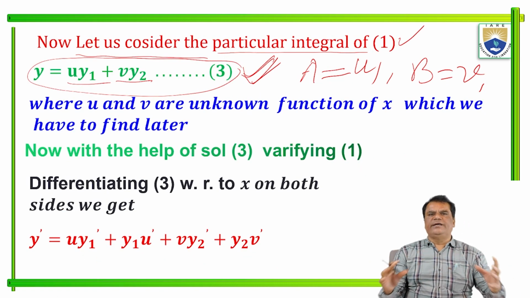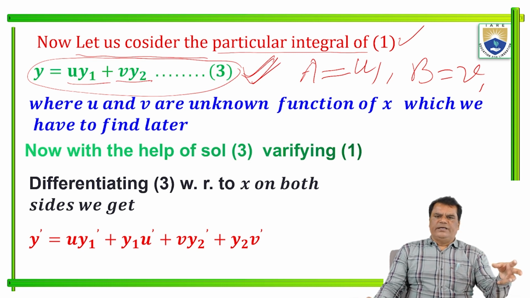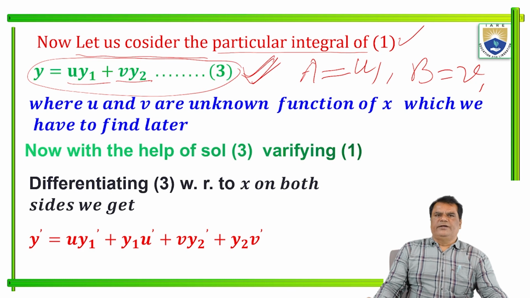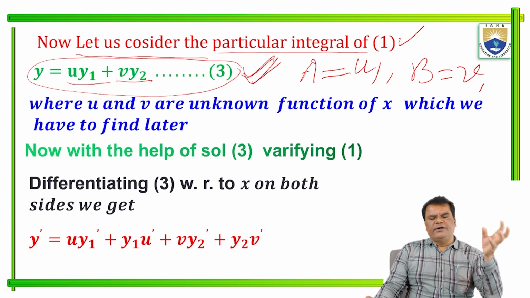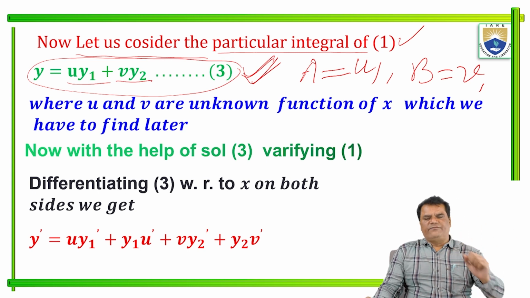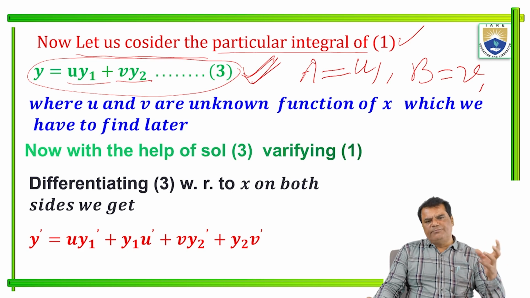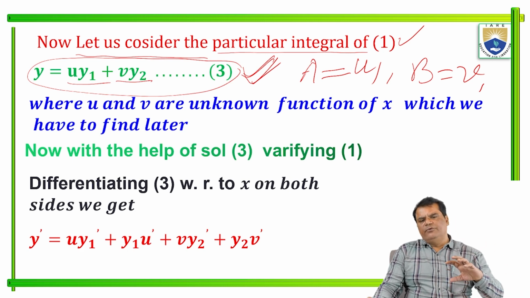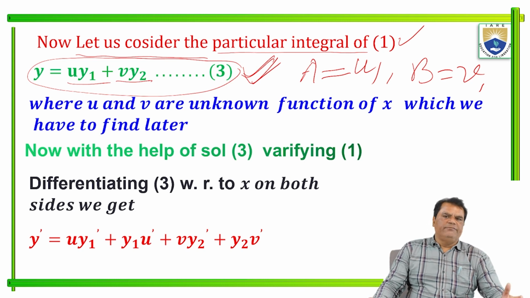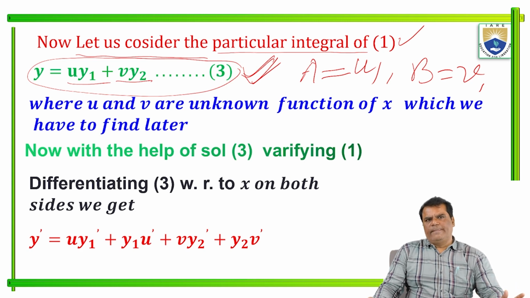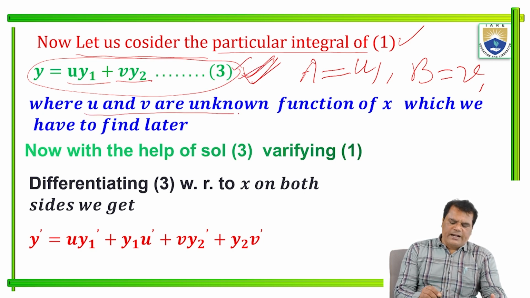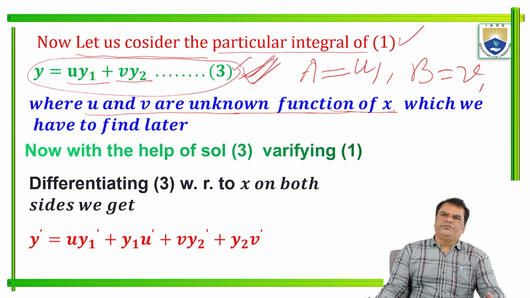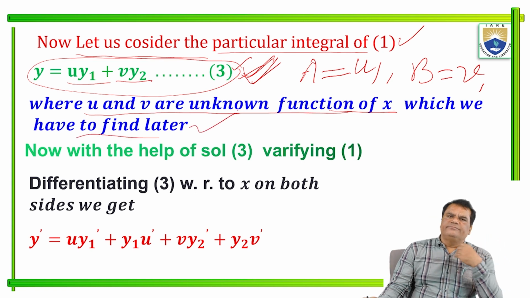So now the complete solution is the complementary function plus the particular integral. Here a, an arbitrary constant, is converted into some function u. What is the value of u? We find the values of u and v, and after putting them into the equation we get the complete solution. This is the main process to find the solution. So here y equals u y1 plus v y2, equation 3, where u and v are unknown functions of x, which we have to find later.